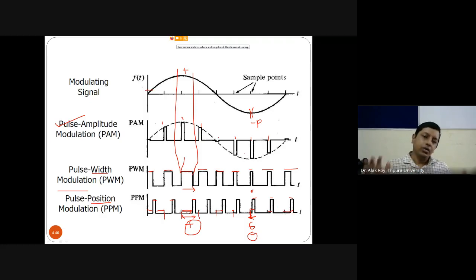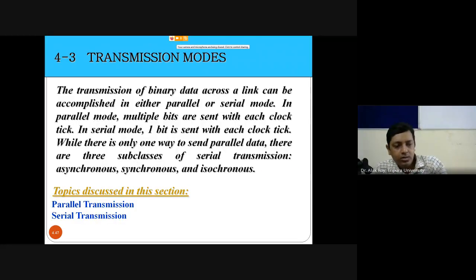So there can be questions like: compare PAM, PWM and PPM with diagram, and what, where and how they are used. If the last points are clear, we will go for the last presentation part. It is simple.